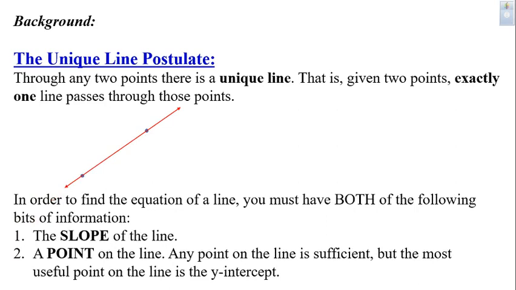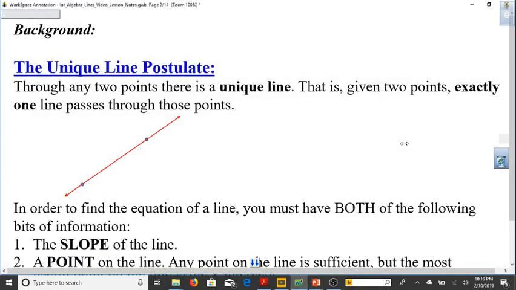Now, in order to find the equation of a line, we need to know both of the following bits of information. We need to know the slope of the line, which tells us what direction the line is going and how fast it is doing so. In other words, the rate of change of the line. And we also need to know a point on the line. And what the point does is tell us the location of the line in the plane, in the coordinate plane.